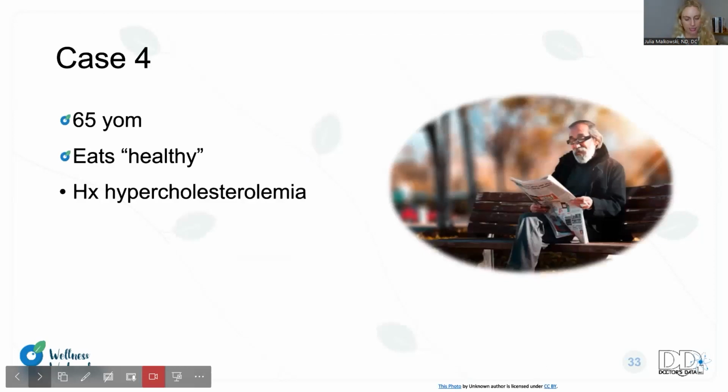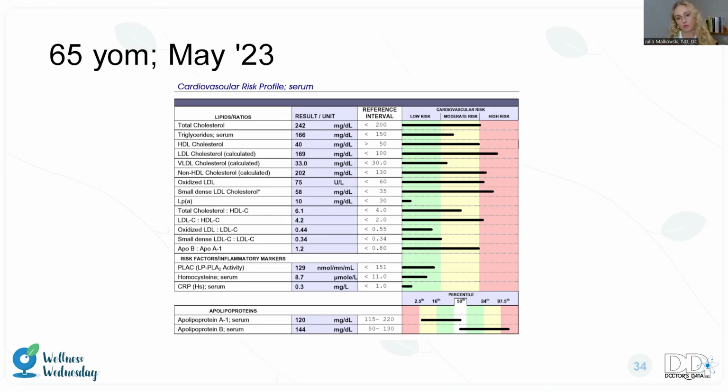And then our last case here is a 64-year-old male. He eats healthy and he has a history of hypercholesterolemia. What is healthy? We'll see. So the first report is going to be in May of 2023.